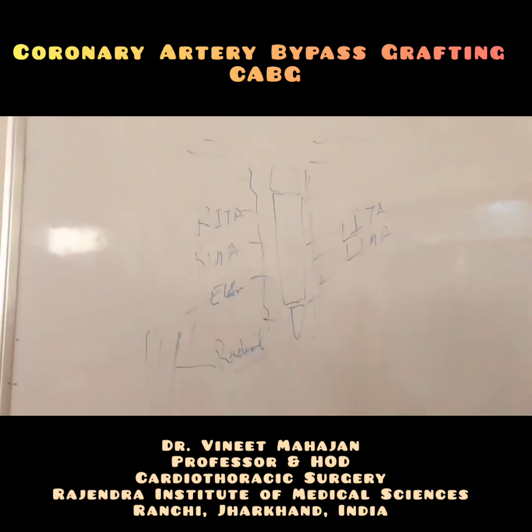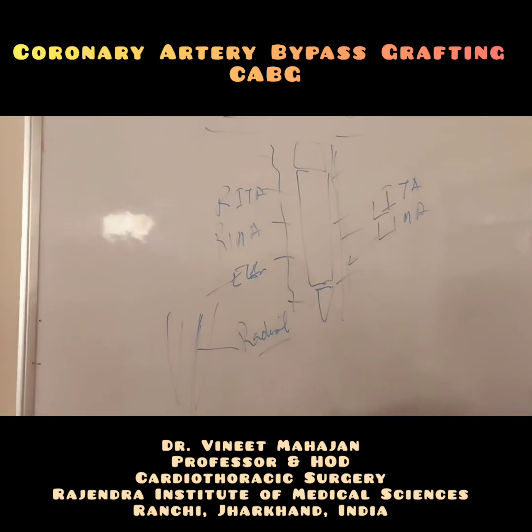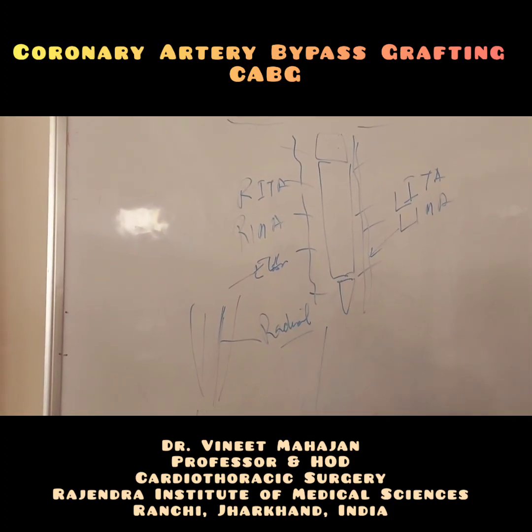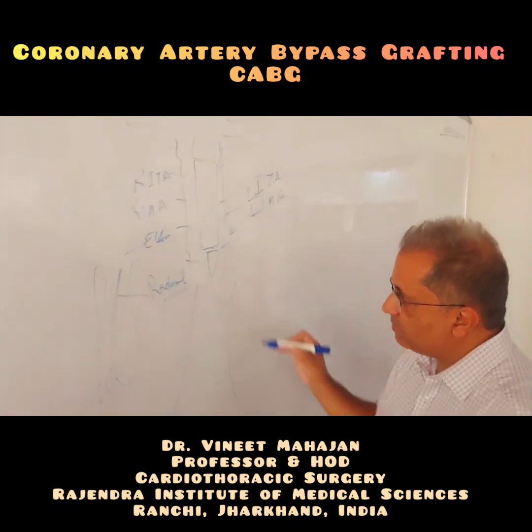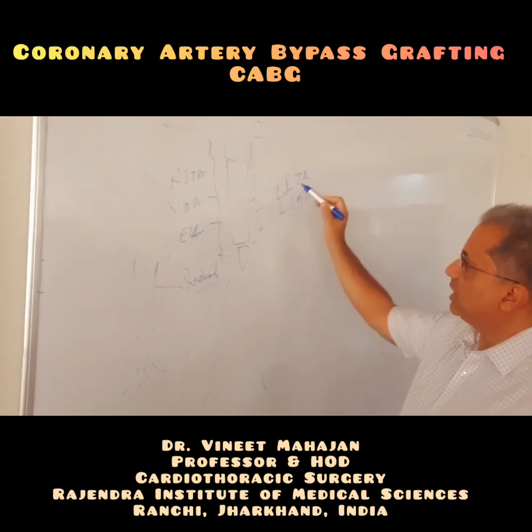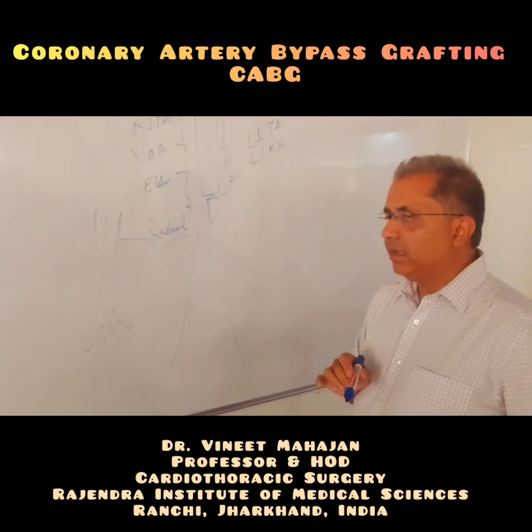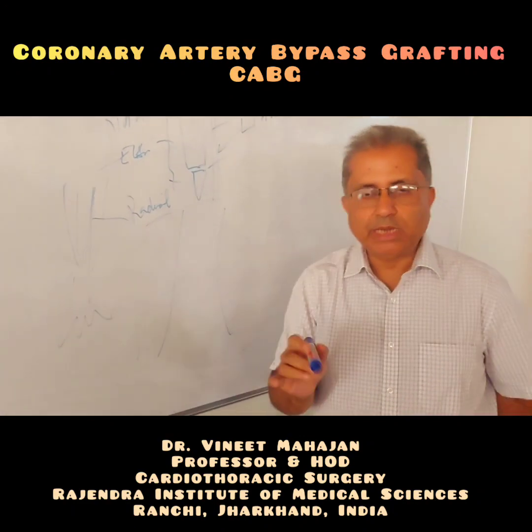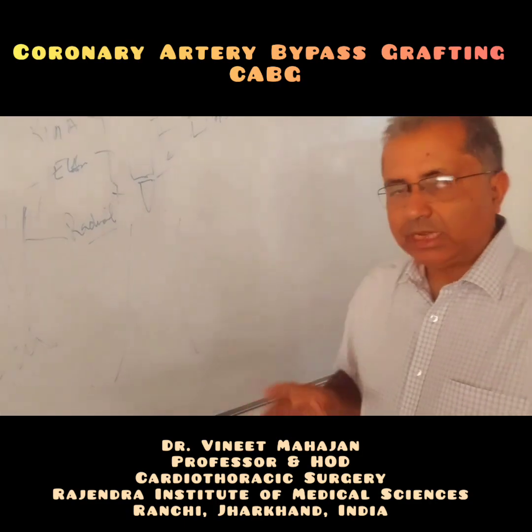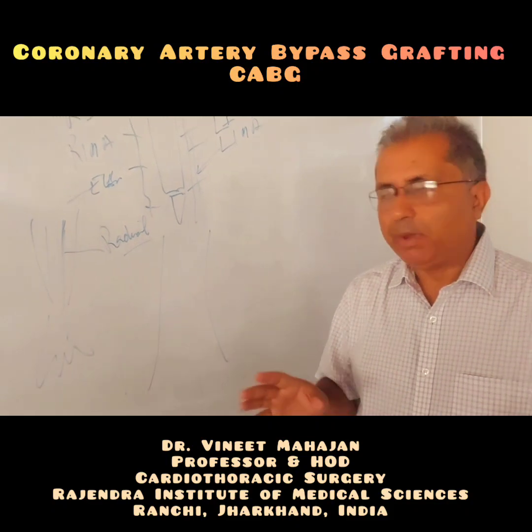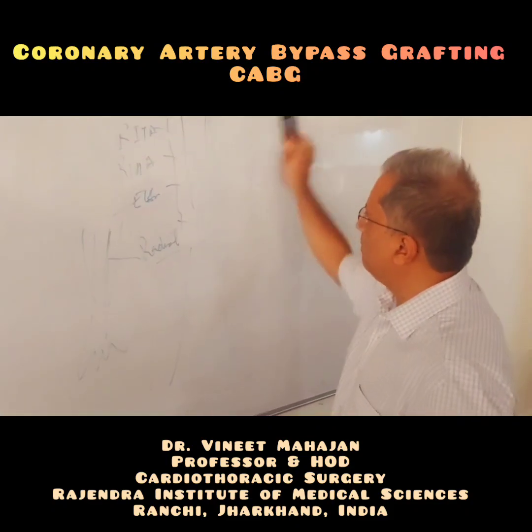And apart from that, there are two long saphenous veins, starting right from the foot going up to the groin, which are used to bypass the various segments. So the combination of the internal mammary artery, radial arteries, and the leg saphenous veins, and sometimes the gastroepiploic artery, which is taken from the side of the stomach, are the vessels used to bypass various blocks of the heart in bypass surgery.